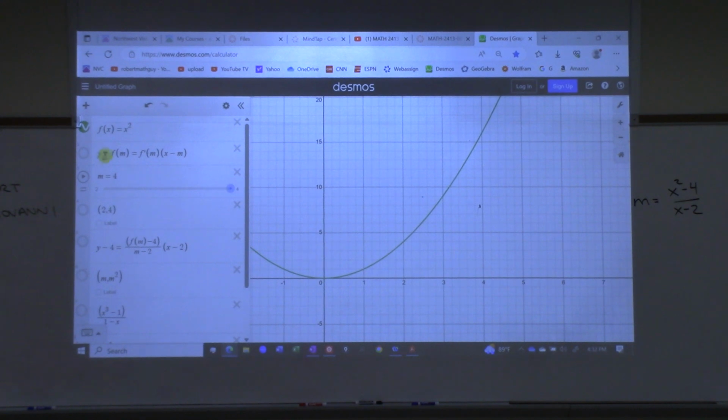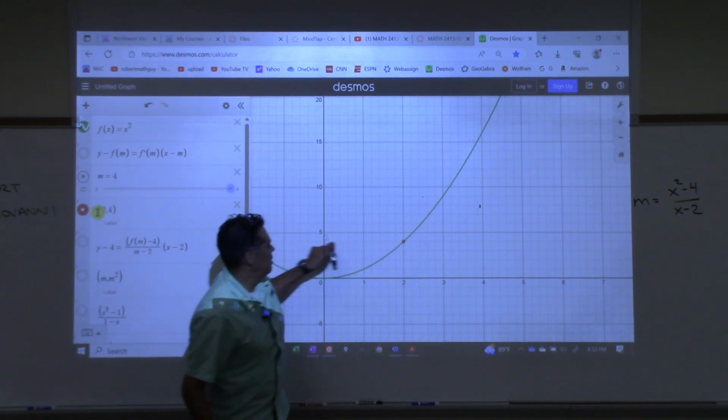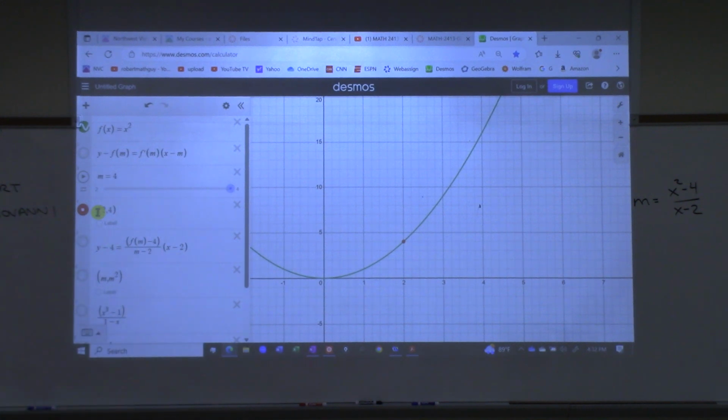There's my parabola. Here's the point (2, 4). And then what I'm doing is I'm bringing another point in. There it is. See that other point right there? I'm going to label it. There it is. I'm going to connect those with a line right there.